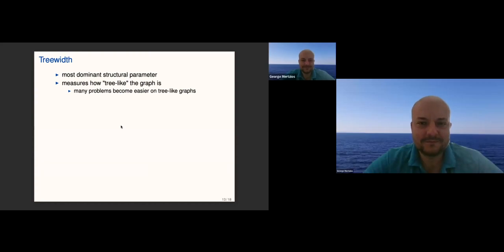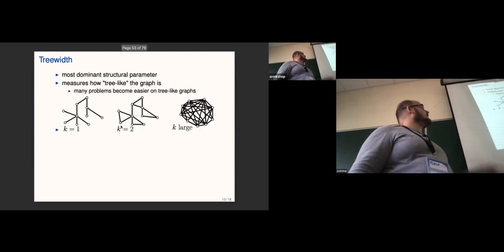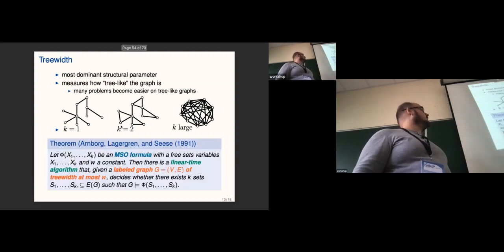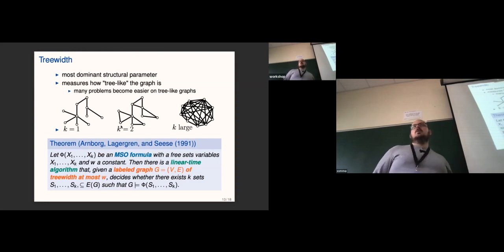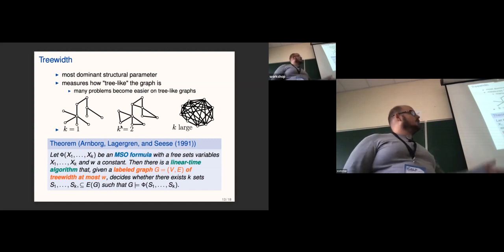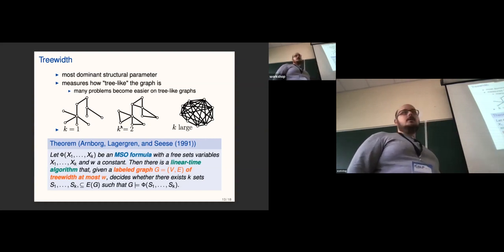So it's the most dominant structural parameter, and it measures how tree-like the graph is. Trees have treewidth one, when we have cycles that are maybe connected by paths, it's treewidth two, and a very dense graph has treewidth k. And basically, you don't necessarily need to know what treewidth is because we don't use exactly the structure. We use a very big hammer that tells us that if we can describe our problem by some fragment of some logic called MSO, with some free variables.